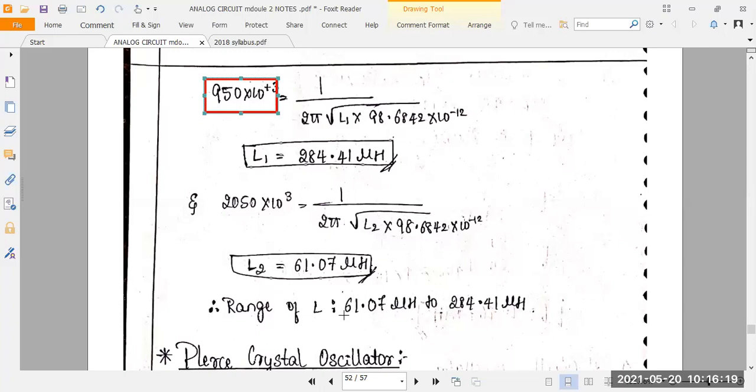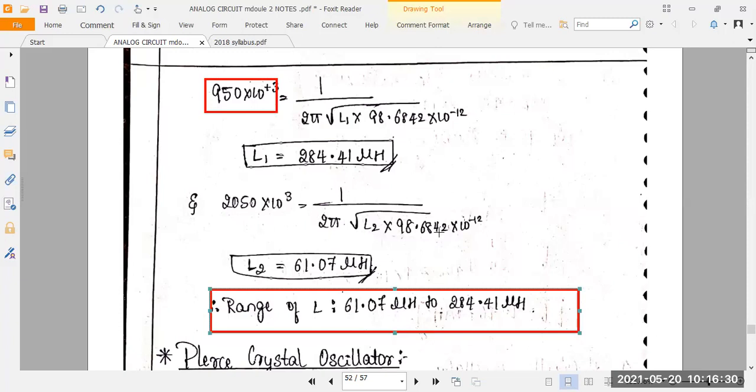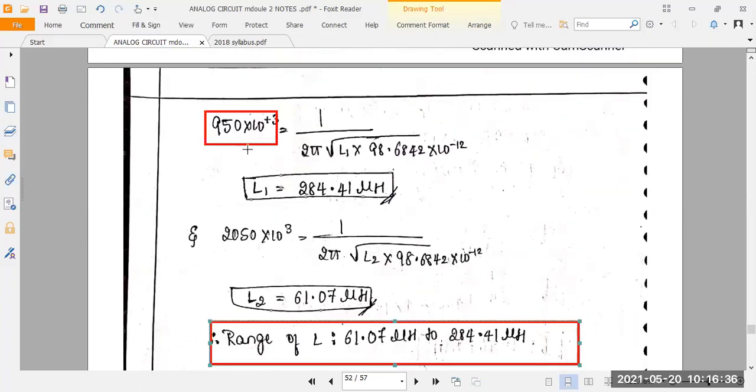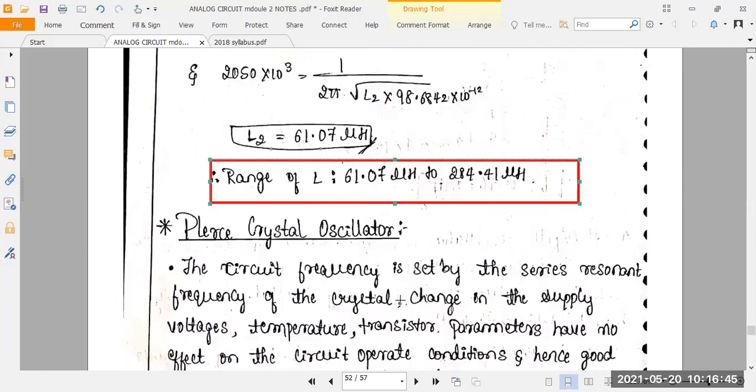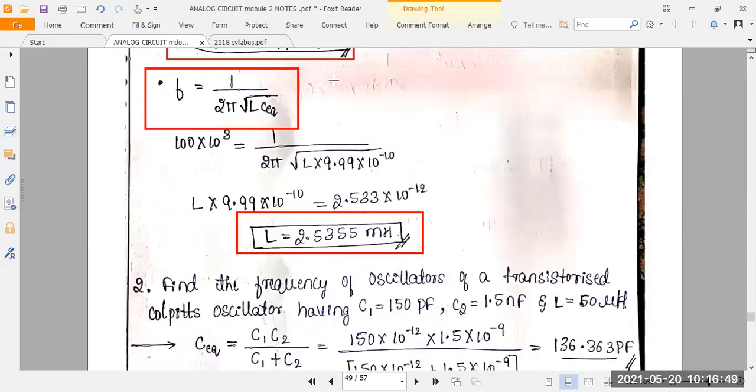So the L range is 61.07 microhenry to 284.41 microhenry. This is the range for the inductance. Understood? For 950 kilohertz we got 284.41 microhenry, and for 2050 kilohertz the L2 value is 61.07 microhenry. Is there any doubt here? You can ask me now.